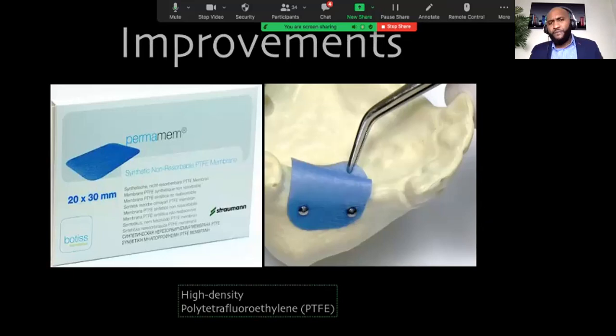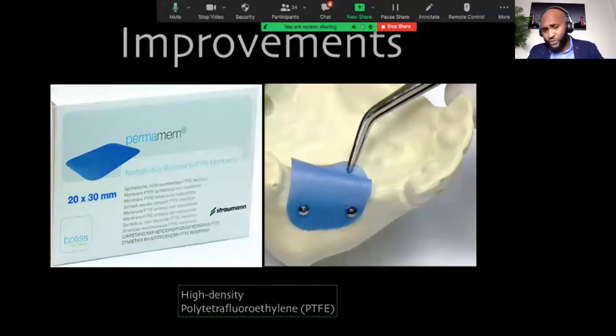But companies have found innovative ways of achieving the same. Remember, a membrane is supposed to block out tissues. But when the membrane is not very strong, it is going to be squashed by the soft tissues above. And in that way, then you do not regenerate what you wish.